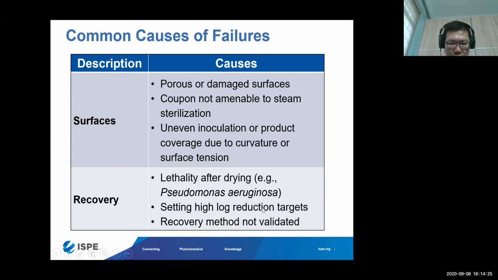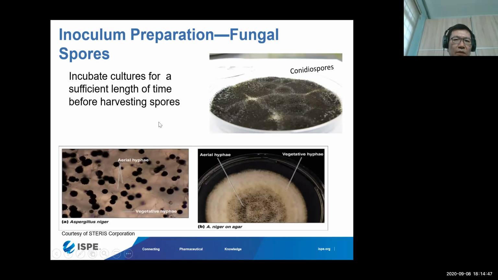Setting high log reduction targets. If you set a 4 log reduction for bacterial spores, likely you will get failed results. And also recovery methods not validated. For recovery methods for microorganisms, you can follow USP 1227. These are examples of the fungal spores. You can see the hyphae and mycelia as well. This will need to be removed. You need the spores only for the testing.